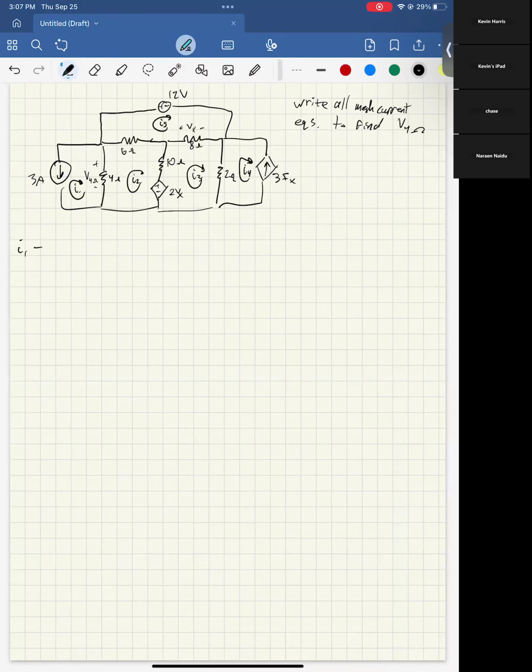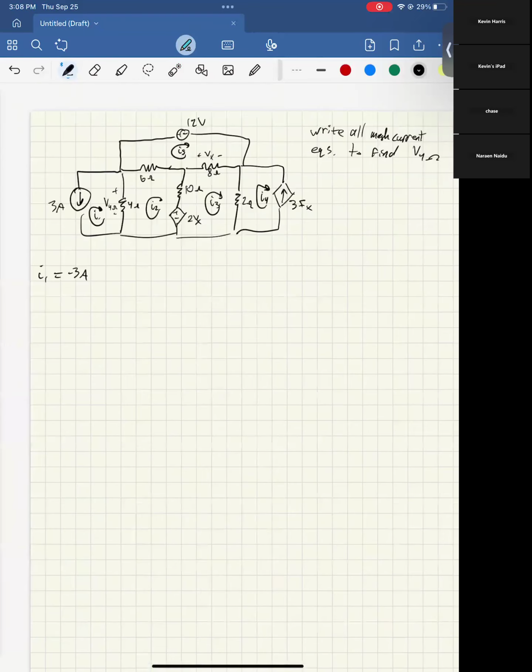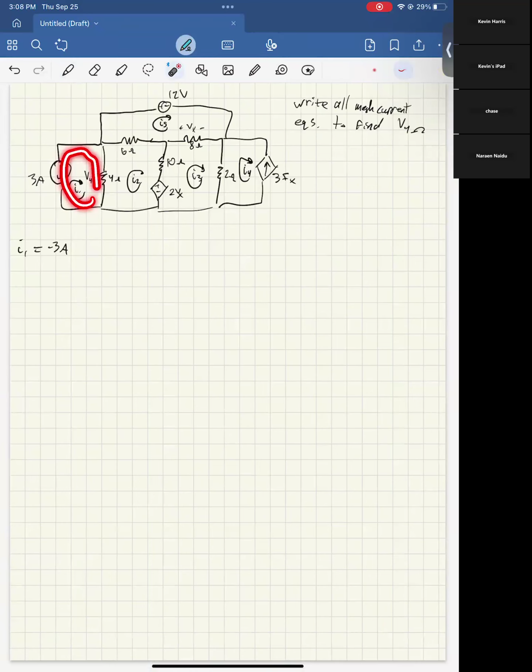So first, for I1, oh, it's that case I mentioned earlier, right? We have a current source and it's on a loop. So what it's telling us is that through this, we have 3 amps flowing, right? So if we've defined our I1 as going this way, then that means here we have negative 3 amps. Because this is I1, it overlaps with this current source, so I1 has to be defined by that current source. So I1 is very simply just negative 3 amps.